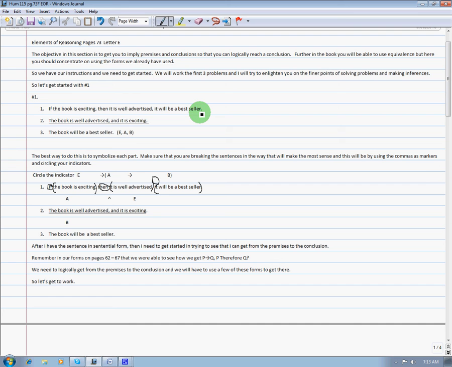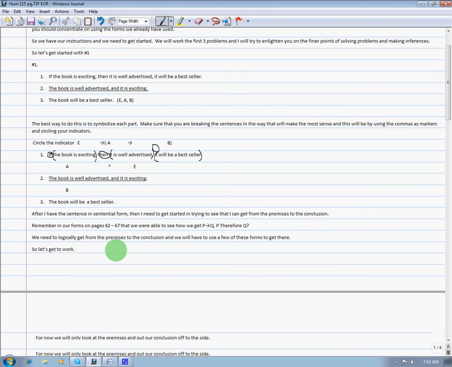So on the top then, I put if E, then, and then in parentheses, because they go together, if A, therefore B. In number two, the book is well advertised and it is exciting, so I'm going to put A, advertised, and E, exciting. And number three, the book will be a bestseller. After I have the sentence in the sentential form, then I need to see that I can get the premises to the conclusion. Remember in our forms on pages 62 and 67, we were able to see how we get if P, then Q, P, therefore Q. We need to see that logically and get from the premises to the conclusions.